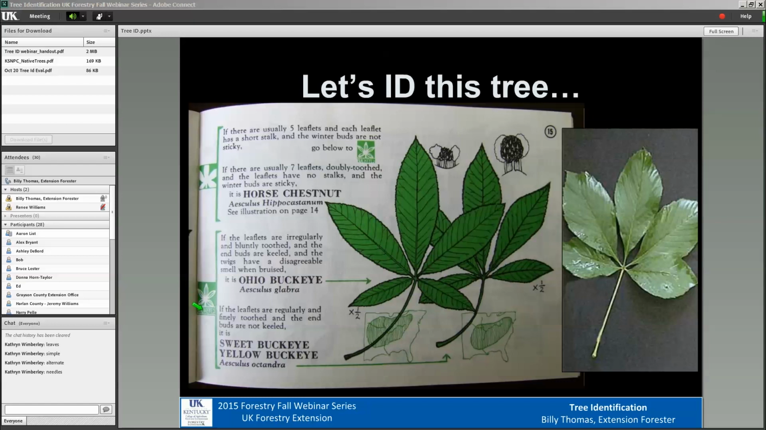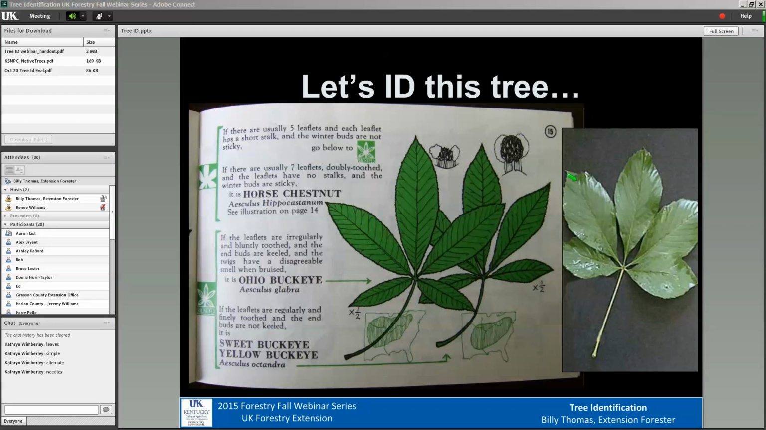And now we just have to tell the difference between whether it's a yellow buckeye or an Ohio buckeye, both of which are native in Kentucky. But we're going to look here: are the leaflets irregularly and bluntly toothed, which you see right along this margin here, there's some irregularities, or are the leaflets regularly and finely toothed? So what we've got here is the Ohio Buckeye, and we're using that irregularity to distinguish them.